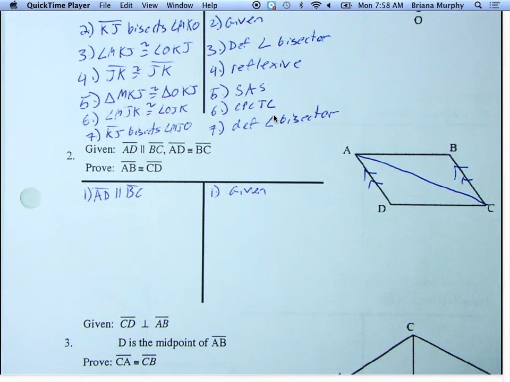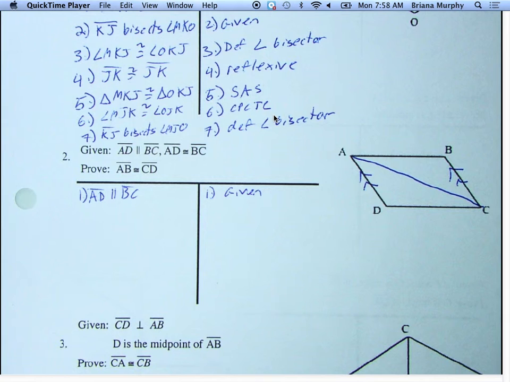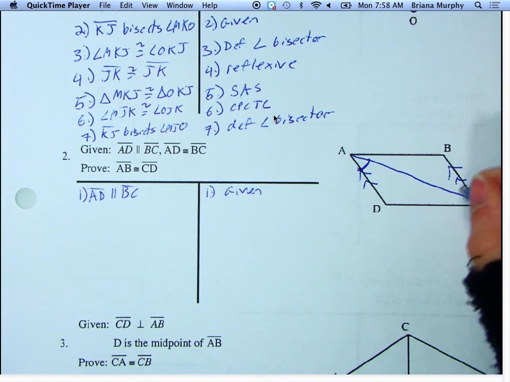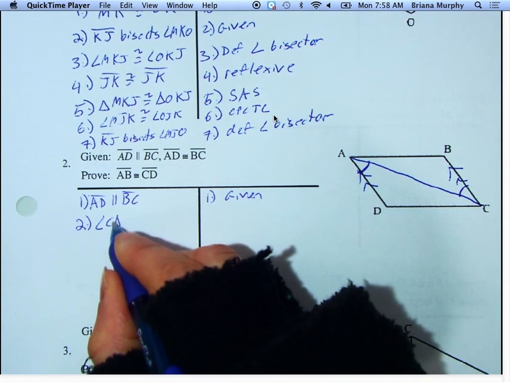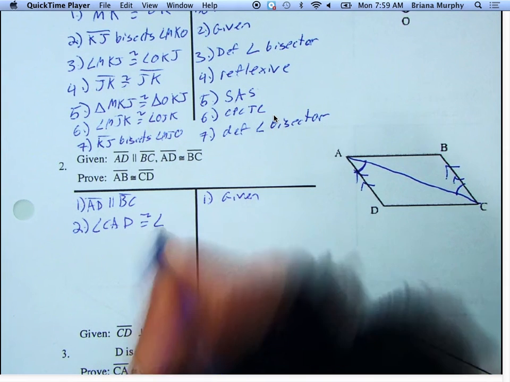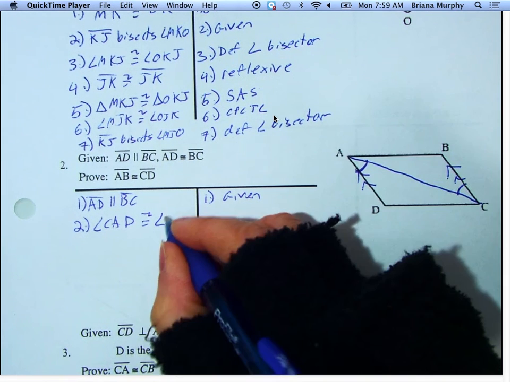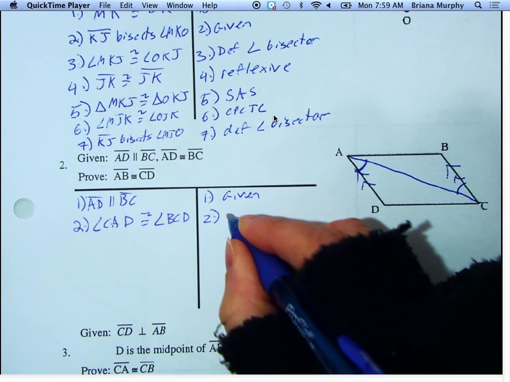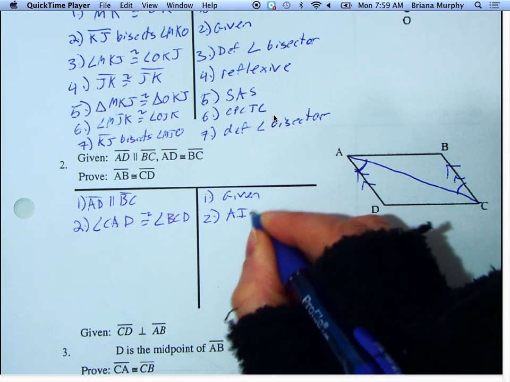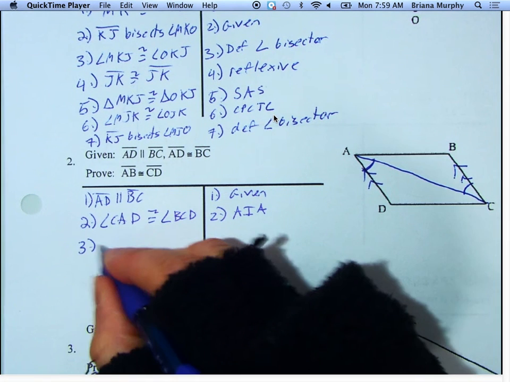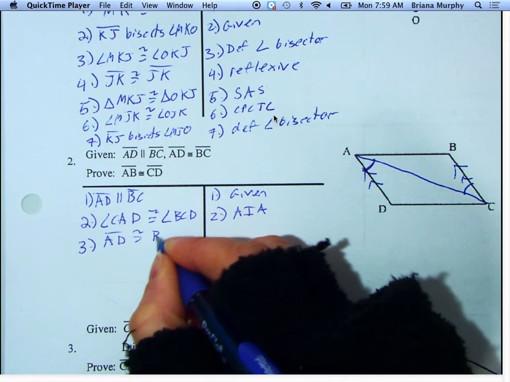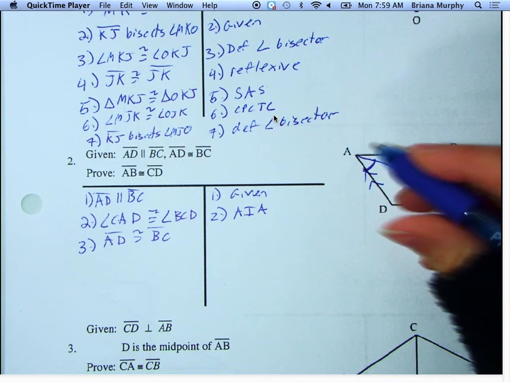Okay. If two lines are parallel, that means what? What two alternate interior angles is what this is going to be. Okay, so we can say step number 2, angle CAD is congruent to angle BCD by alternate interior angles, AIA. Once we have that, we can move on to my next given because I've proven something's congruent. Step 3, AD is congruent to BC.